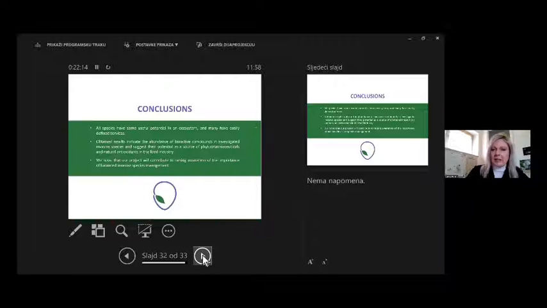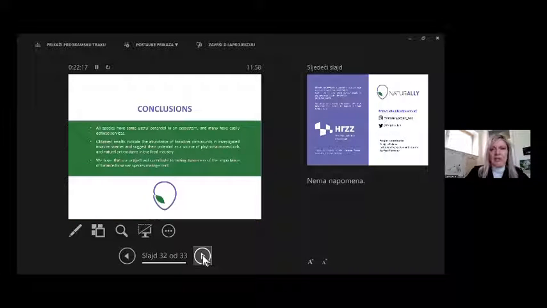With this, I would like to finish my presentation, and for the very end, I will finish with a few conclusions. All species have some useful potential in the ecosystem, and many of them have easily defined services. Our obtained results indicate the abundance of bioactive compounds in investigated invasive species and suggest their potential as a source of phytopharmaceuticals and natural antioxidants in the food industry. And we also hope that our project will contribute to raising awareness of the importance of balanced invasive species management.